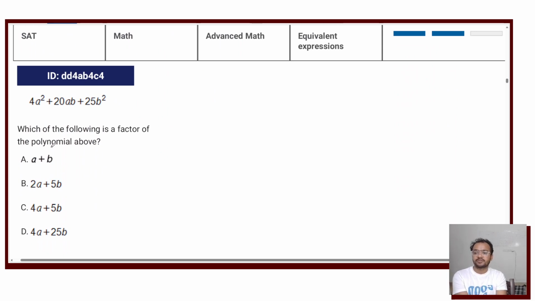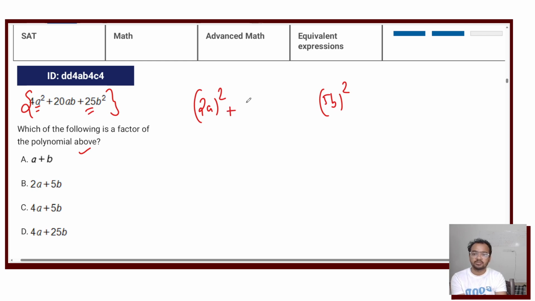Which of the following is a factor of this polynomial above? So we need to factorize this. Now, if you observe this, 4a square is actually square of 2a, and this 25b square is square of 5b.